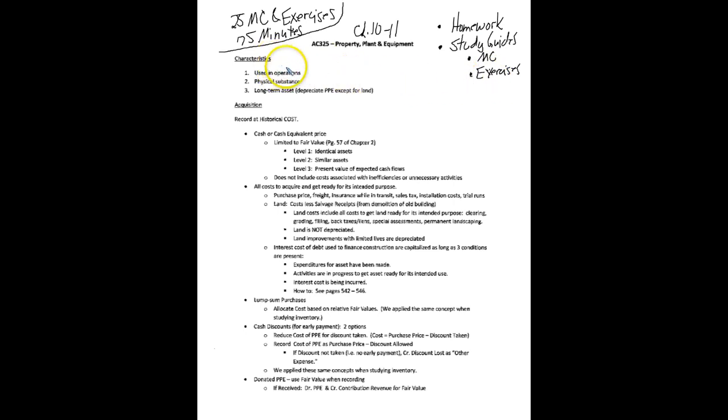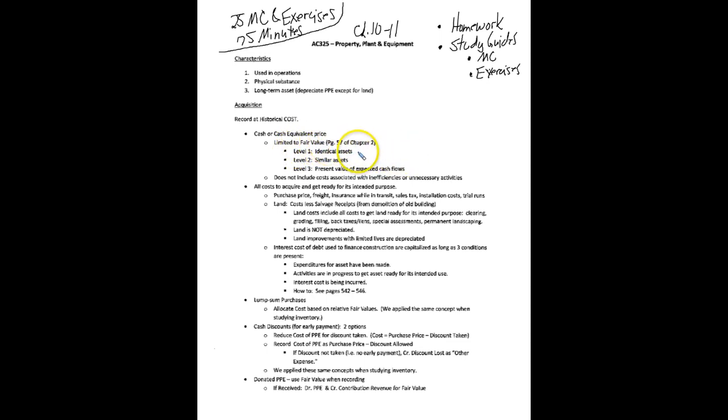Okay, just quick review. Know the characteristics of property, plant, and equipment. Know about the historical cost, and if cash is paid, that's easy. But if cash is not paid, then you're trying to look for a cash equivalent price, and trying to figure out, well, what is that cash equivalent price? So then we might have to look at fair value.